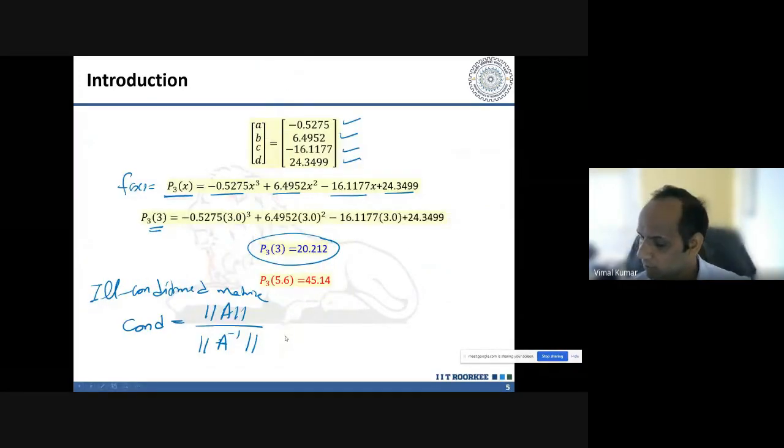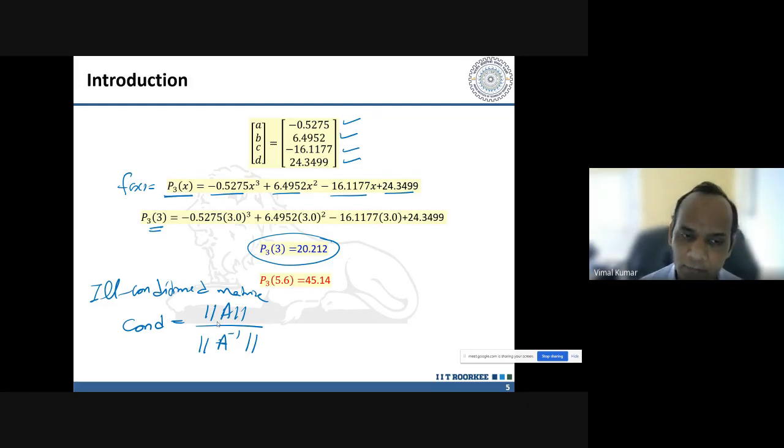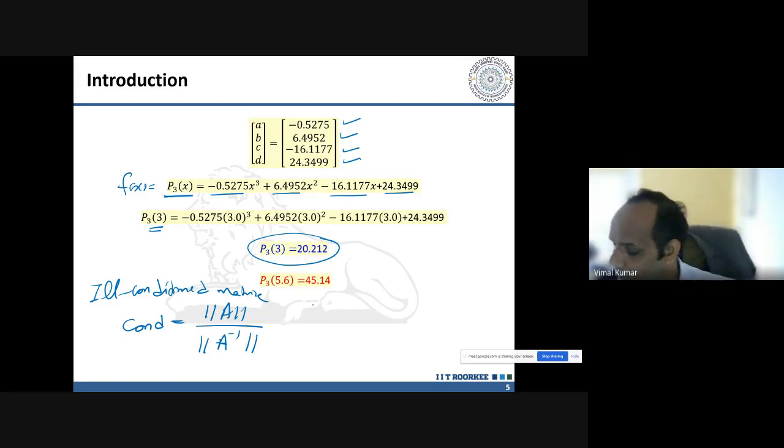What I was talking about is that the A inverse value is very difficult to get, or it's a very haphazard value. How do we determine whether a matrix is ill conditioned or well conditioned? We determine it with the help of the condition number. Condition number is the norm of matrix A multiplied by the norm of matrix A inverse. For example, in this scenario we have a 4 by 4 matrix, for a cubic polynomial, and the condition number is approximately 2700.